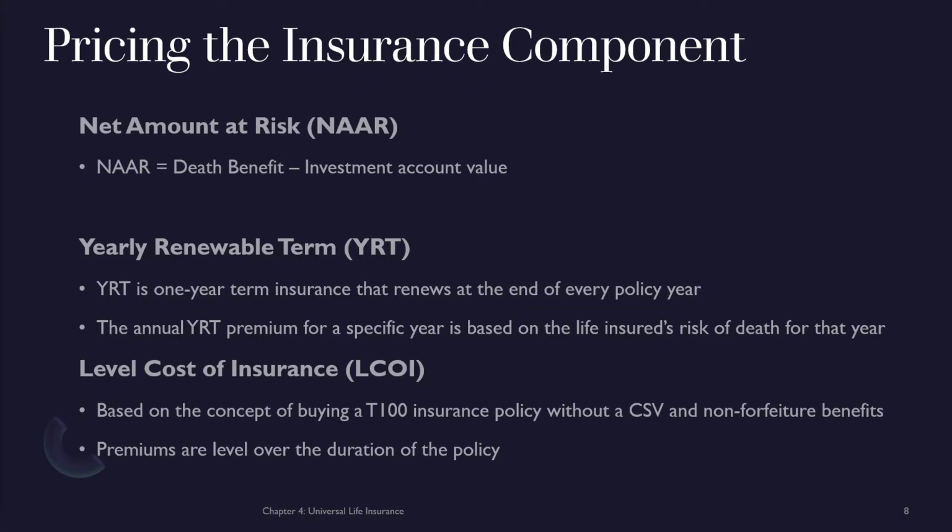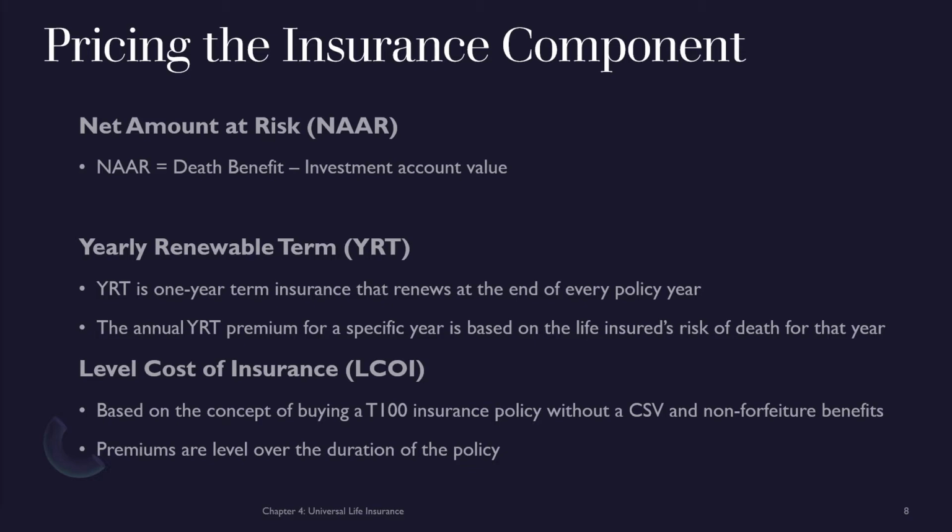Now, there are some pricing components for insurance and UL policies. And this is one really important formula to remember for the LLQP exam. So it's the net amount at risk. So the net amount at risk equals the death benefit subtract the investment account value. Now, the net amount at risk is the amount the insurance company is at risk for, and this risk exists until a policy is paid up.